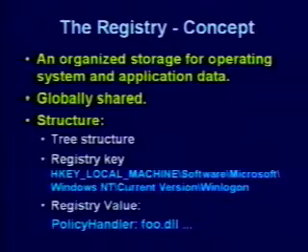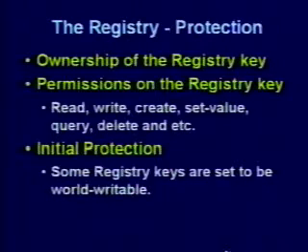Within each key, there are a number of values. We call it a registry value. And each value consists of a name and the data. So in this example, you can see PolicyHandler is the name of this registry value. And foo.dll is the data of this registry value. So whenever you want to get some data from the registry, you just give the system the name of the registry key and the name of the value. Then you can get the data if you have permission. So that's the basic concept of the registry. It's a simple concept. And since a lot of important information is stored in the registry, we have to put some protection on the registry.